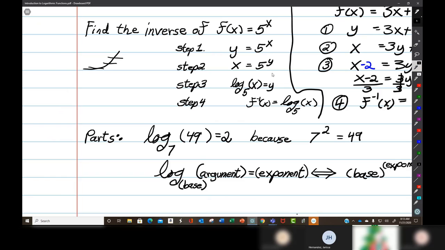And now the way we write it is this: y equals log base 5 of x. So the inverse function of f of x equals 5 to the x is log base 5 of x. Not that simple. You do have to remember it. The key is to remember that the base that holds up the exponent when you have an exponential function goes down here.